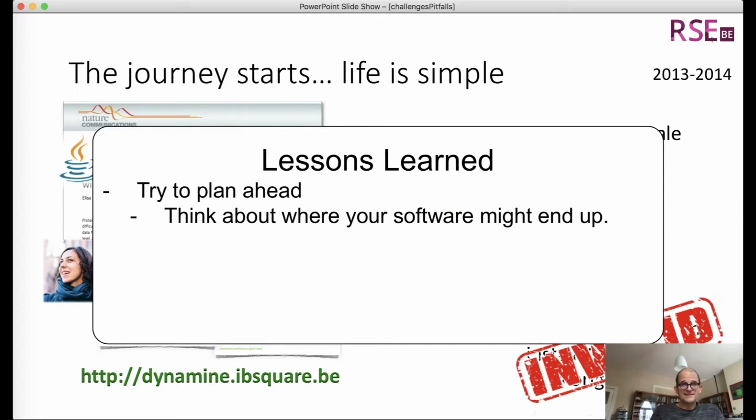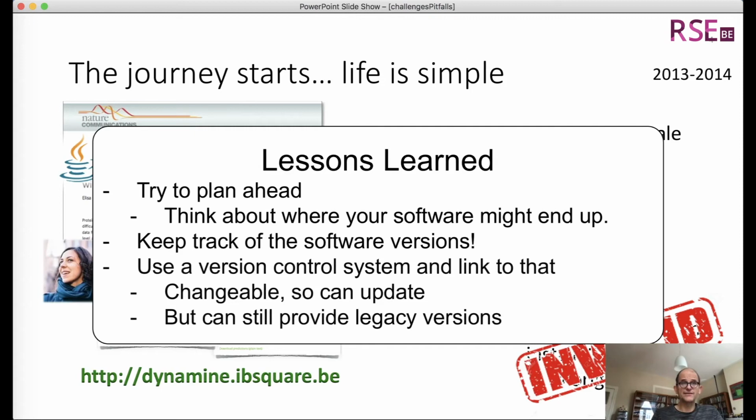So the lessons that we learned from this, I think, are try to plan ahead. Think about where your software might end up, even if you are not realizing it at the moment. Definitely keep track of software versions and use a version control system and link to that from your article. It's changeable, so you can still update it. And you can also still provide legacy versions. I think this is now pretty much standard, but in those days, it was definitely not so obvious.